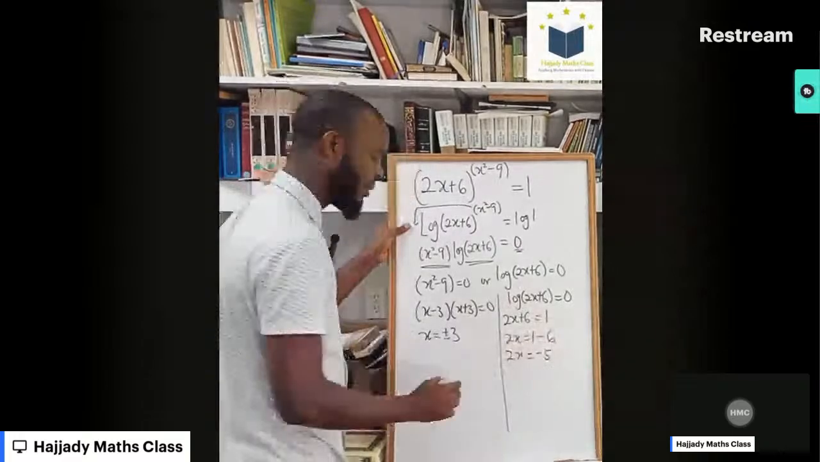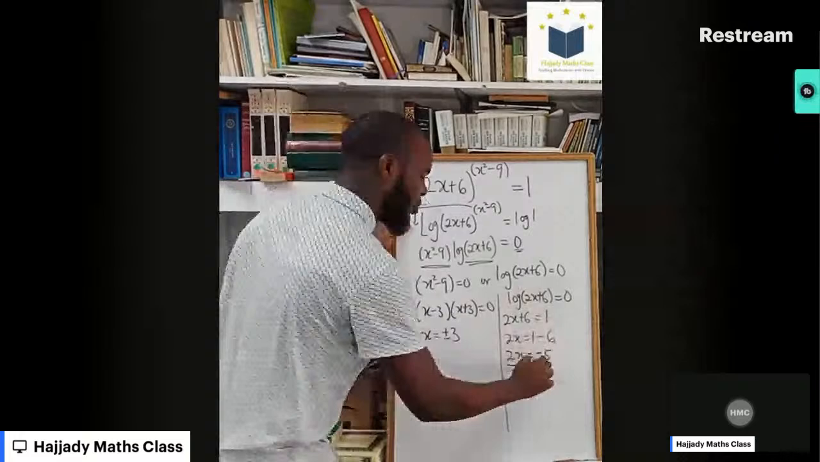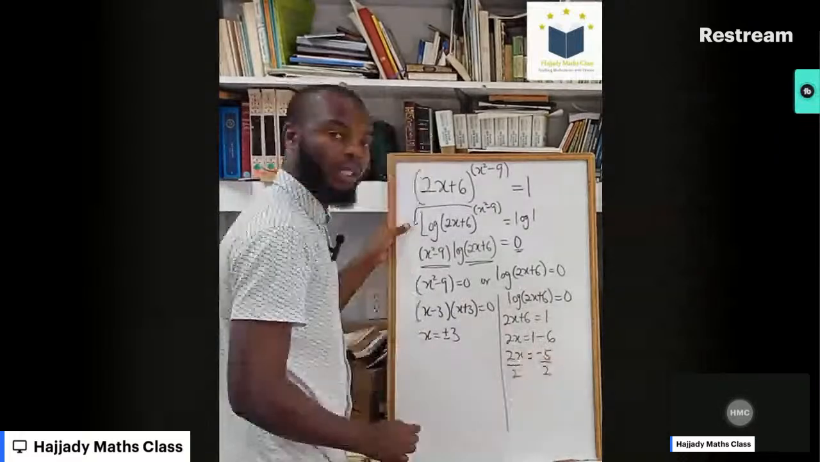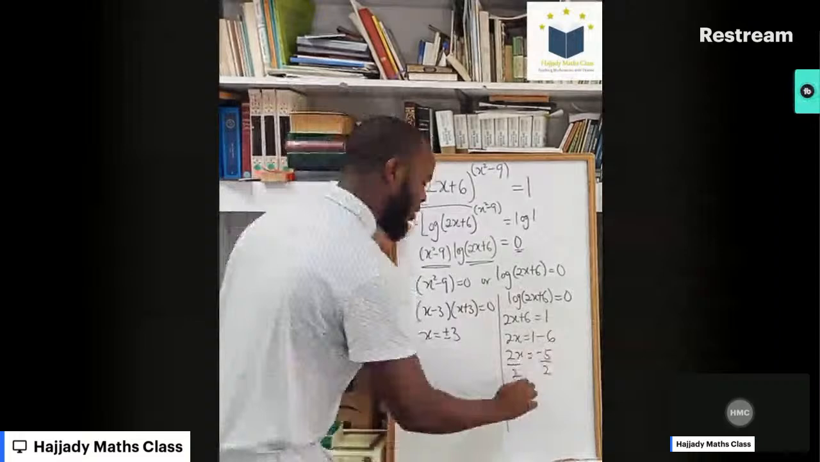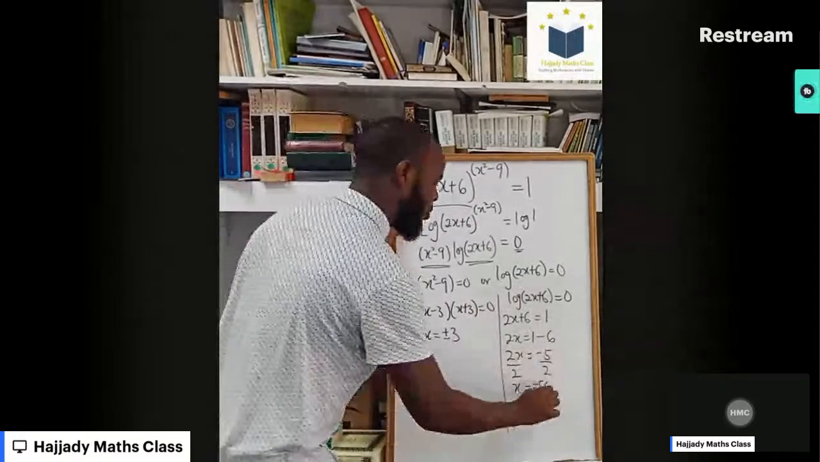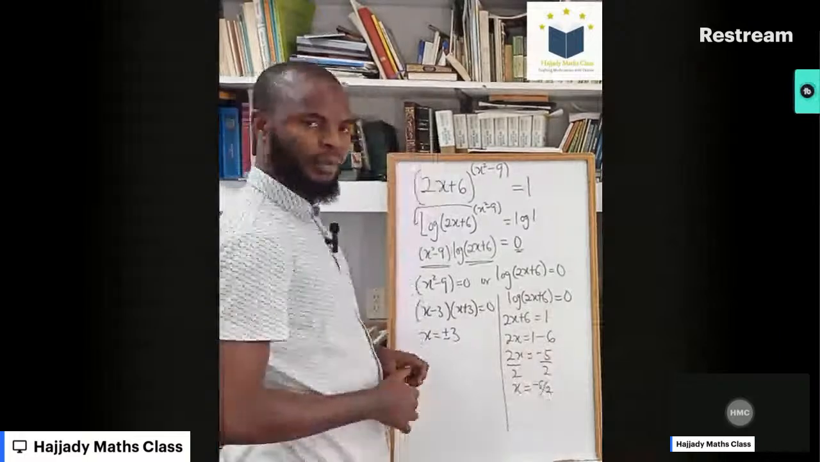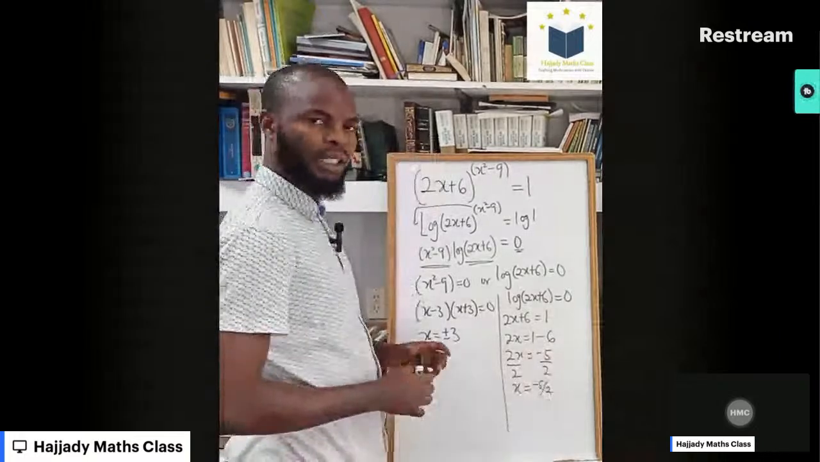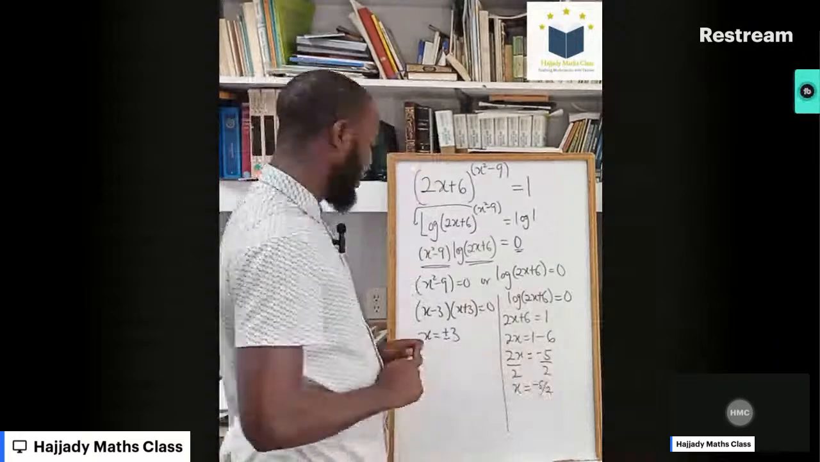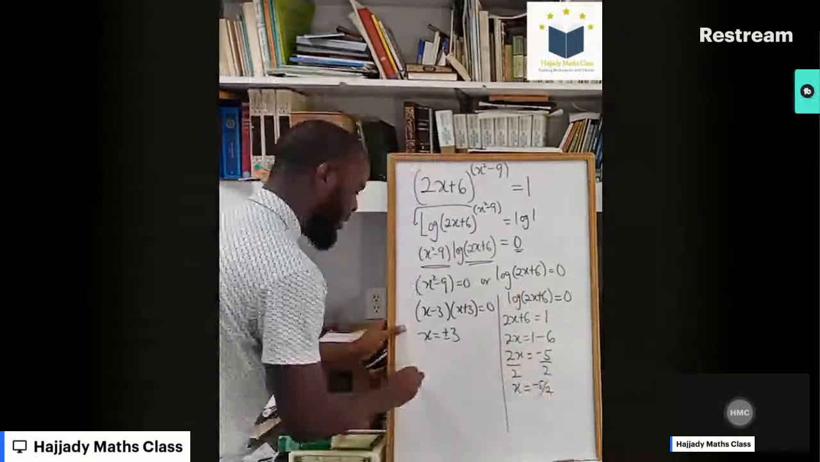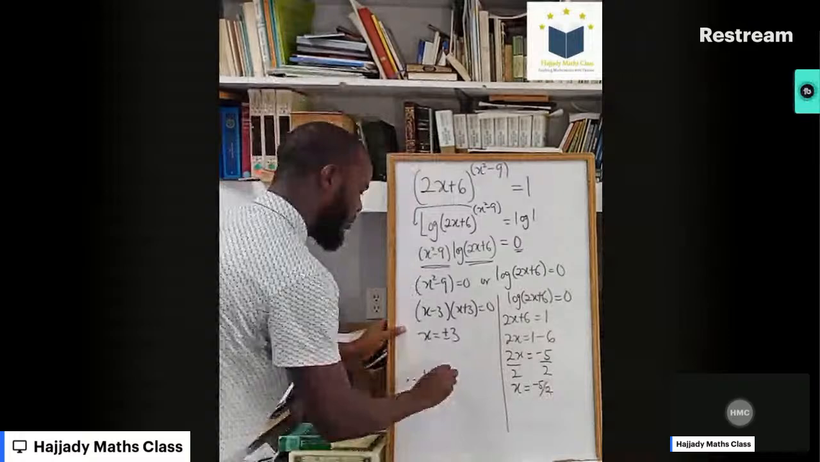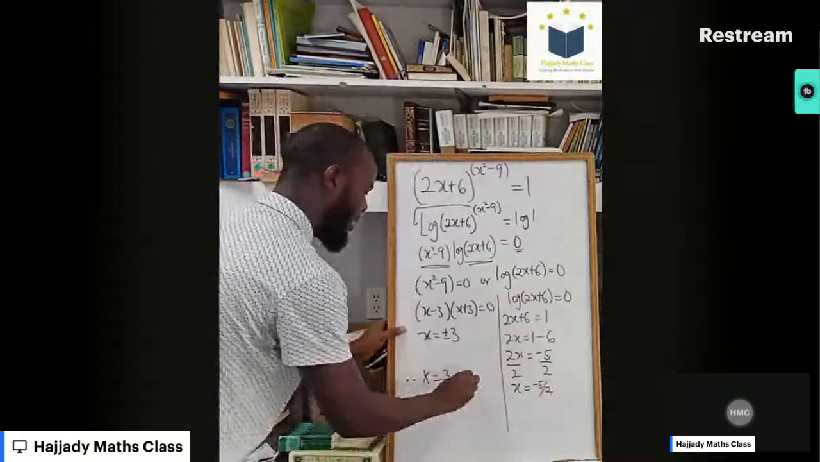Dividing both sides by the coefficient of x, which is 2, then my x can be equal to negative 5 over 2. Now looking at this, we've gotten 3 solutions for x, but we need to confirm if all the 3 solutions are valid. Here, I can say finally my x equals positive 3 and negative 5 over 2.